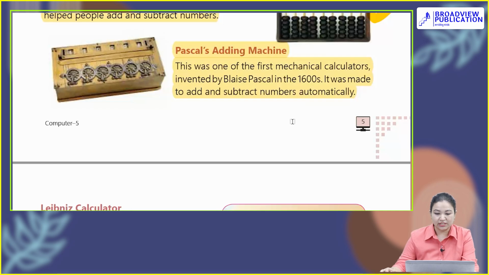Pascal's adding machine. This was one of the first mechanical calculators, invented by Blaise Pascal in the 1600s. It was made to add and subtract numbers automatically. So as you can see, this is the picture of Blaise Pascal's machine, and it was a calculating device where you can see these wheels were used to calculate numbers.